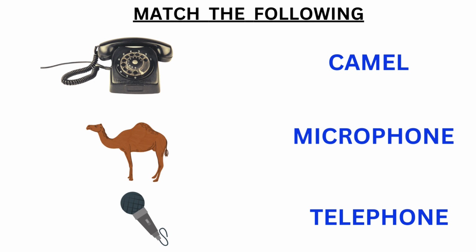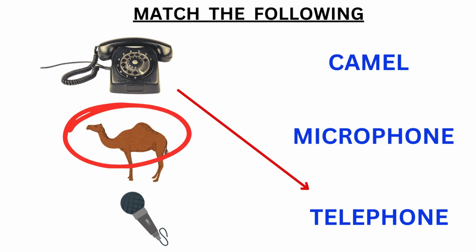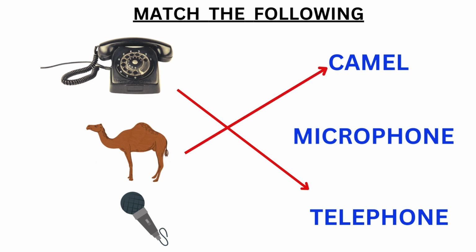First, a device used for communication over long distances by voice. What do we call this device? It's the telephone. Next, a large desert-dwelling mammal known for its distinctive hump and a long neck. Can you guess its name? It's the camel.